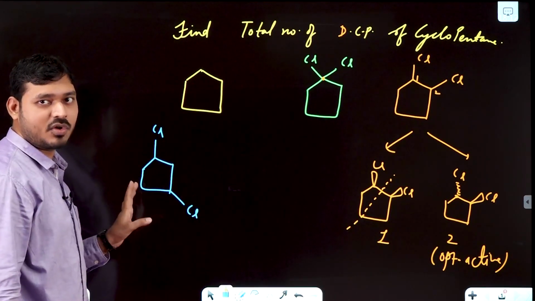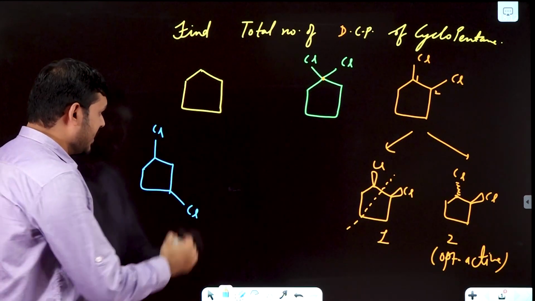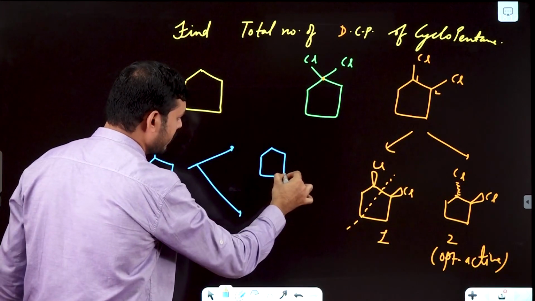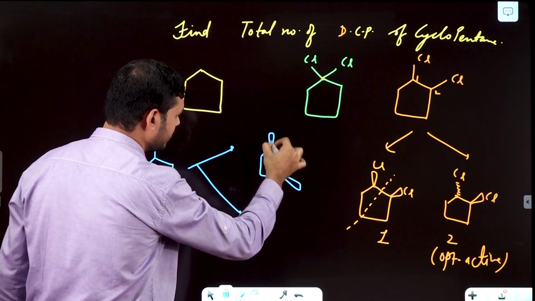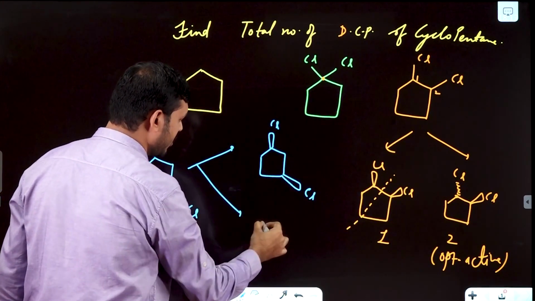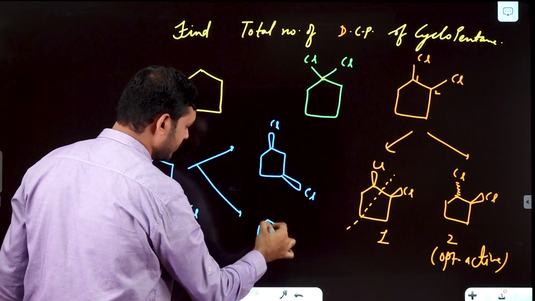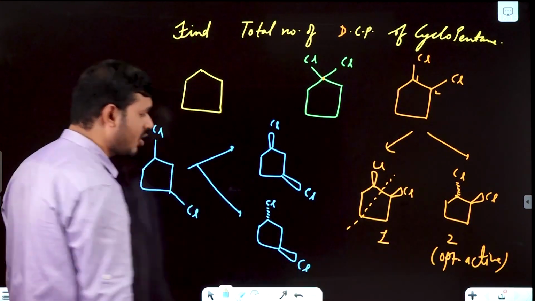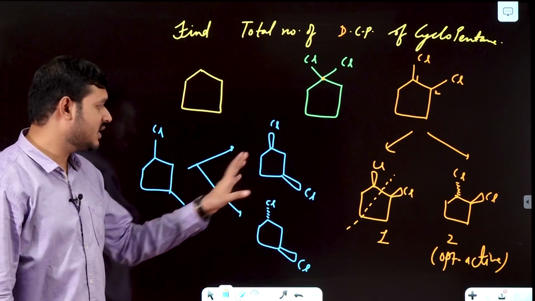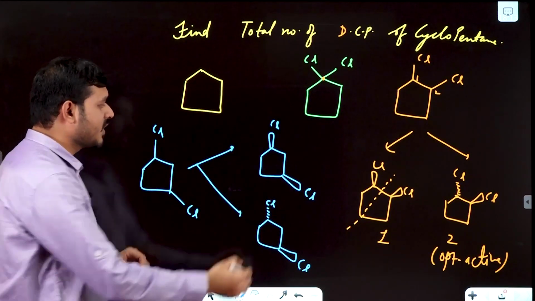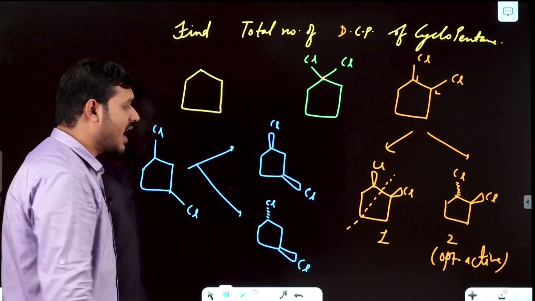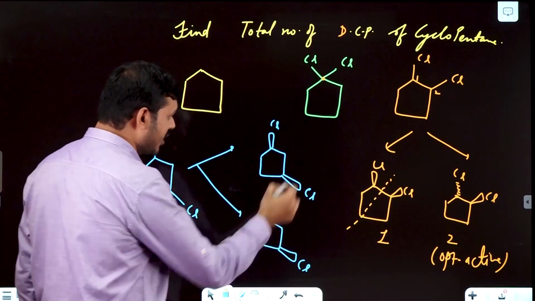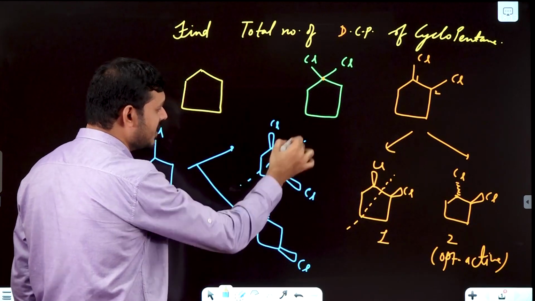1,3-dichlorocyclopentane. In this also you are having two possibilities: when both are on the same side and when both are on different sides. Now in this case, students, when both are on the same side, either wedge or dash, you will be having a plane of symmetry, so it is again a meso compound.